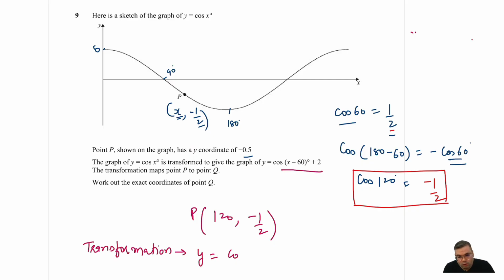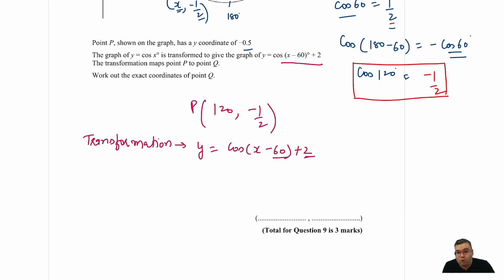y is equal to cos (x minus 60) plus 2. Now we know that whenever we have x minus a, the graph is shifted to the right by a, right? So now here it is x minus 60 degree, so the graph will be shifted to the right side by 60 degrees. So 120 will become 180 degrees, right? And with this plus 2, the graph will shift 2 units up. So minus 1 by 2 plus 2, that will be 1.5, right? So this is the answer.